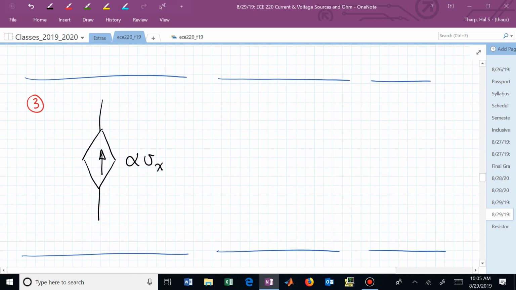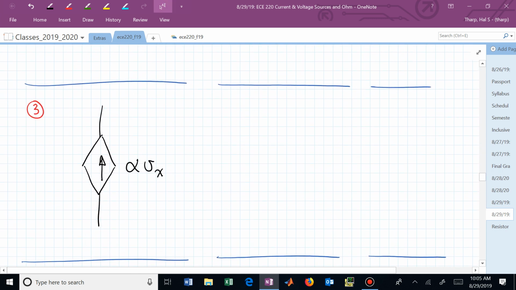All right, you did so well on that last one. What's this one? What's the eventual source producing? Voltage or current? Current, because it's indicated with a through arrow. So this is a current source.